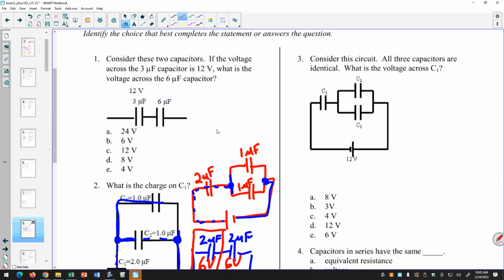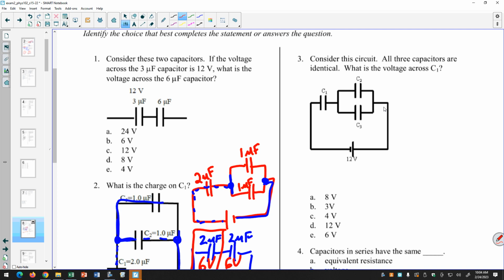Okay. Let's do number 3 while we're here too, because you're certain to see one of these where I have a circuit that doesn't have any numbers, and that always freaks out students just a little bit. But don't be freaked out. It's okay. Just do it the same way. First, I want to find the equivalent capacitance. I see that I have C1 in series with C2 and C3, which are in parallel.